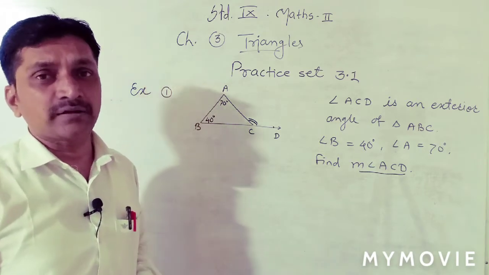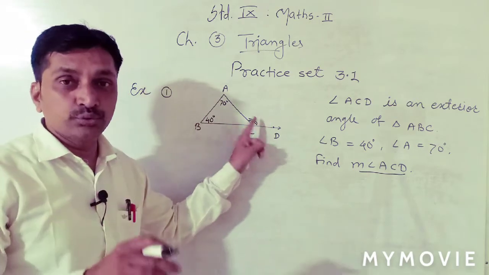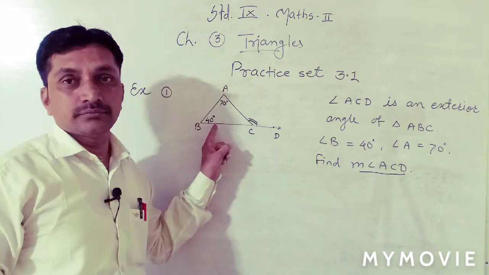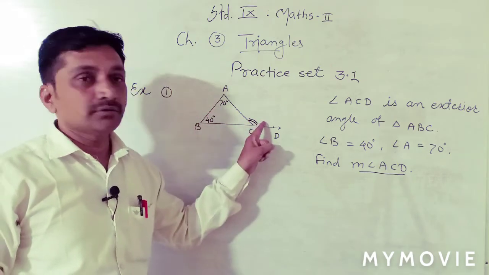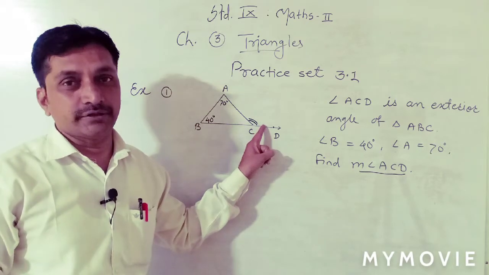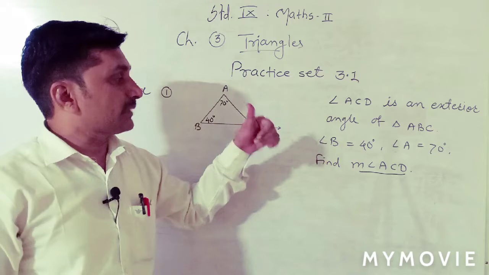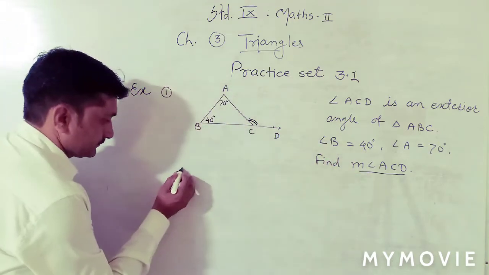What is the remote interior angles theorem? The measure of an exterior angle is equal to the sum of the remote interior angles. Meaning if we add the remote interior angles, we get the measure of the exterior angle. This is the remote interior angles theorem. Okay, now by this property we can find ACD. Solution here.